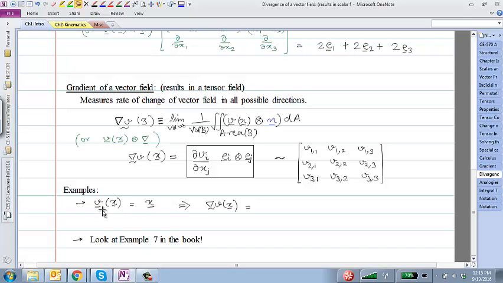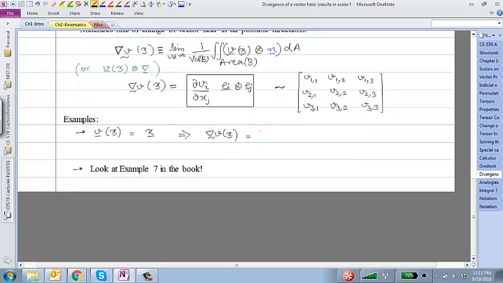We have v. If it is equal to x, the vector field x, what would the gradient of that vector field be? And note that I'm writing the resulting gradient with a tilde because it's a tensor. We can calculate that as partial x_i partial x_j, e_i dyad e_j. Do you agree? Why is the gradient of this vector field x equal to partial x_i partial x_j?